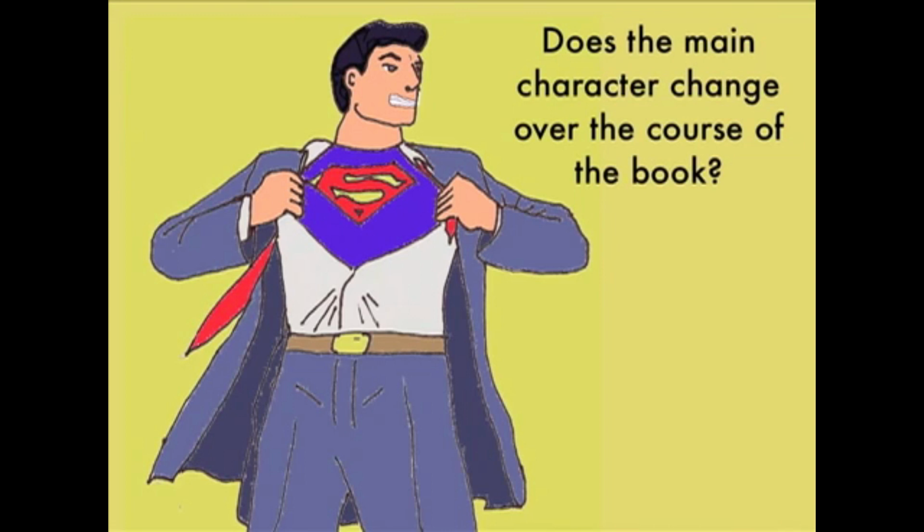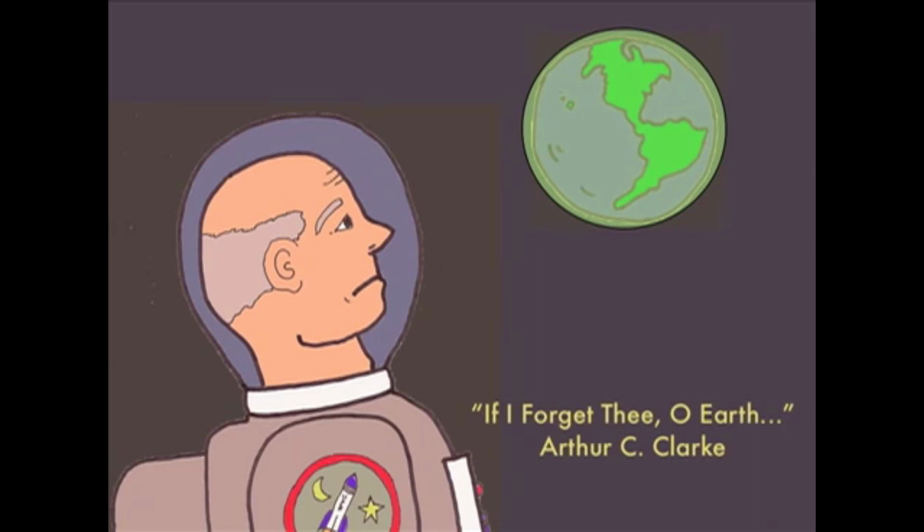For example, in Arthur C. Clarke's science fiction story, If I Forget Thee, O Earth, we learn that the main characters are stranded on the moon because the human race has made the Earth uninhabitable because of nuclear war. Because we see that the character's situation has changed in a very negative way, the theme is to avoid doing what they did. The theme of the story could be that mankind should learn to solve its conflicts without war or violence.